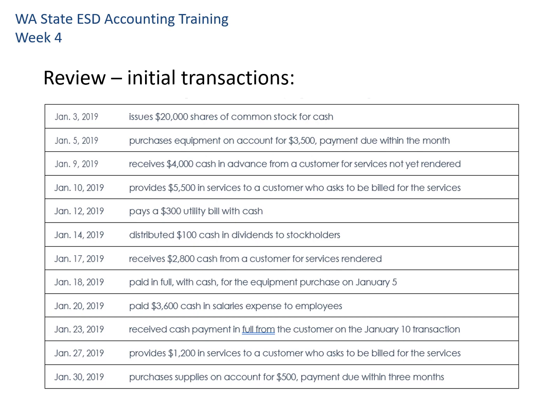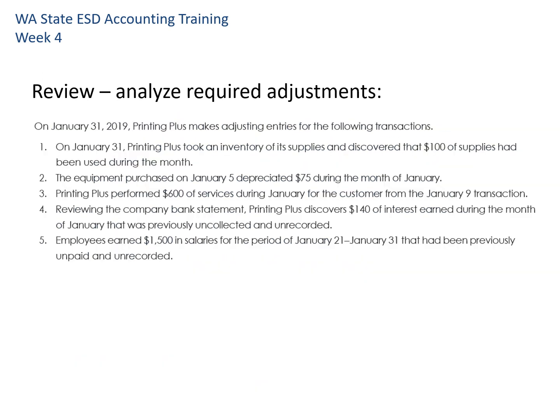There is an adjustment required for that because we'll want to reflect if we've used some of those supplies between the date of purchase and when we finish the month. So the adjustments that were talked about in the book that I want to review is number one, they took an inventory of the supplies and discovered that they had used $100 worth of supplies. So we're going to want to recognize supply expense for the amount that we've consumed and reduce our supplies asset.